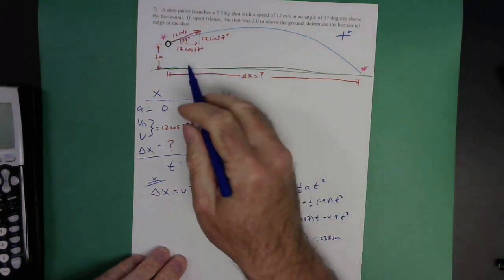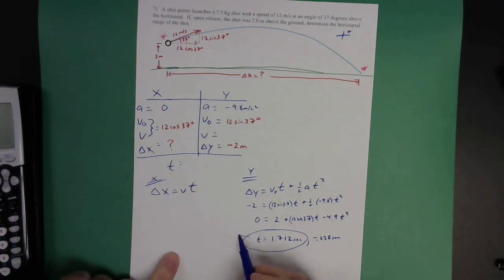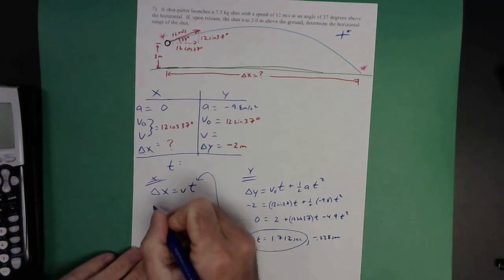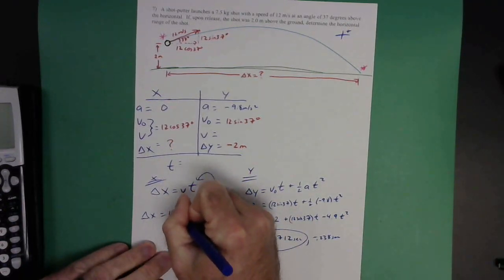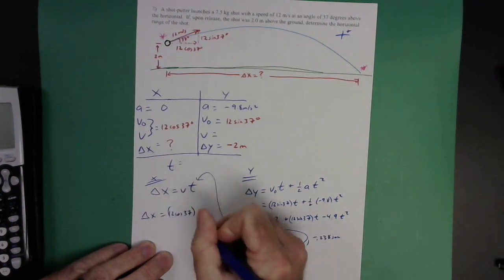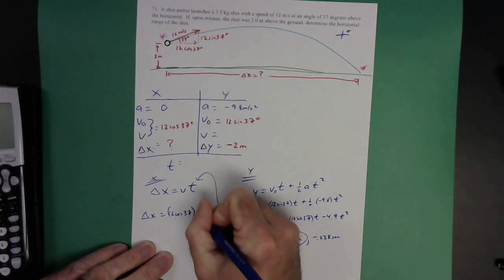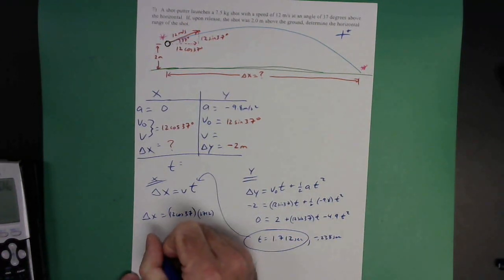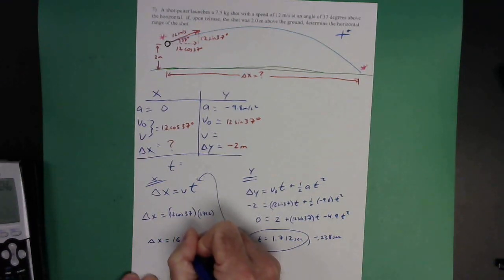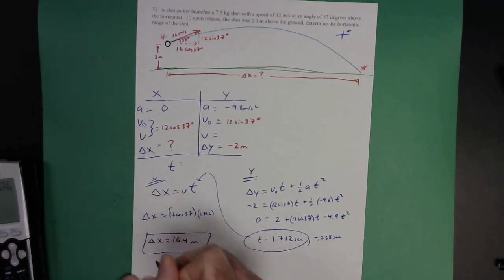Okay, so here we go. Now I know the time. My job is to find the horizontal range, so I can put this time into that equation where I see t. My delta x is going to be that horizontal velocity, 12 cosine 37, multiplied by the time that I just found, 1.712. Cosine 37 times 1.712 seconds. And I get a horizontal displacement of 16.4 meters. That's my answer.